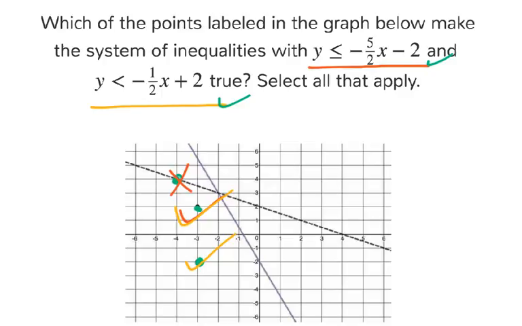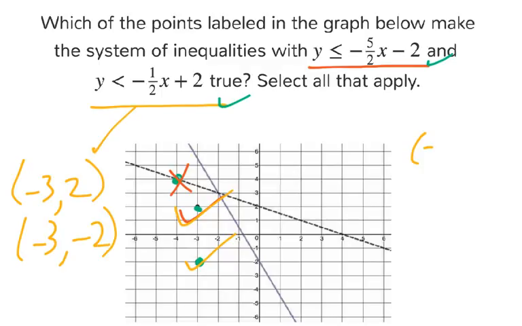So our 2 points that make the system of inequalities true are negative 3 and 2 and negative 3 and negative 2, but negative 4 and 4 does not make this inequality system true.